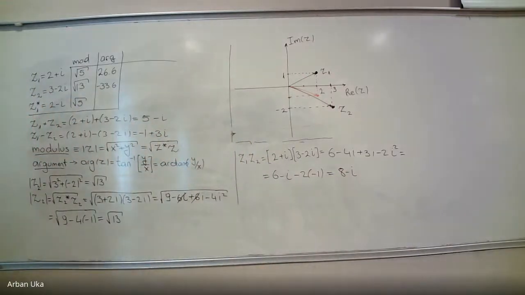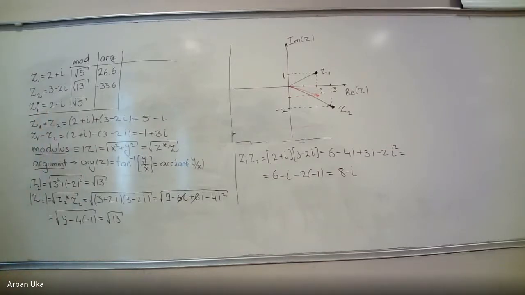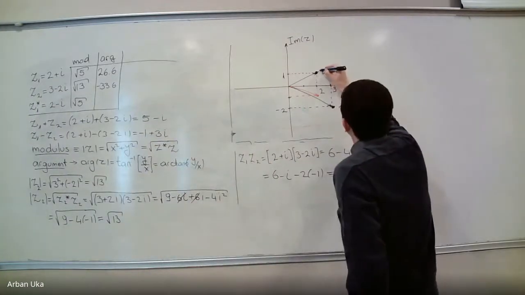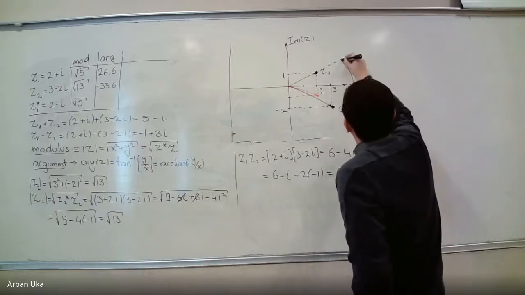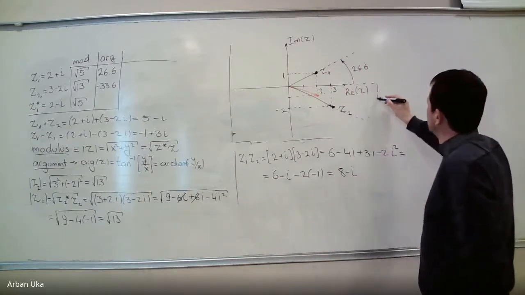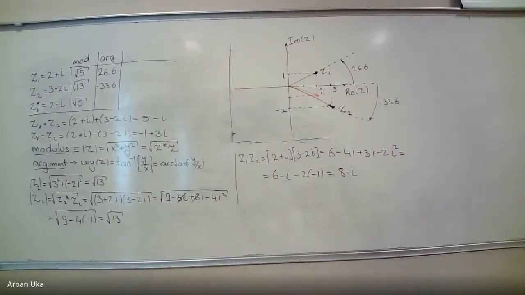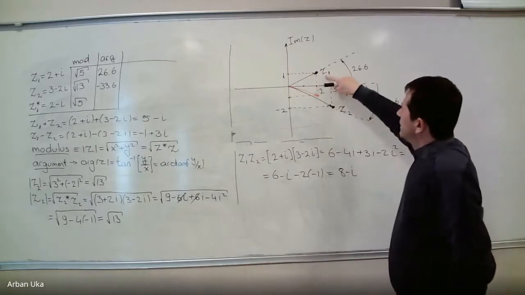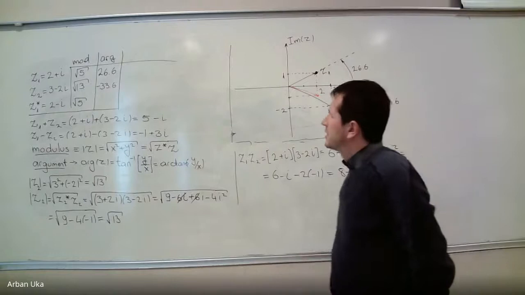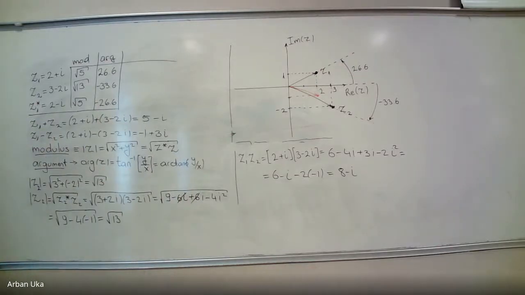Now, by the way, we have to look back here. So what is going to be the argument of the Z1 complex conjugate? Any idea what that would be? So this is 26.6, okay? And this angle here, what is this angle? Minus 33.6. Now, since Z1 complex conjugate is the reflection with respect to the x-axis, then the argument here is going to be minus 26.6. That is for sure.